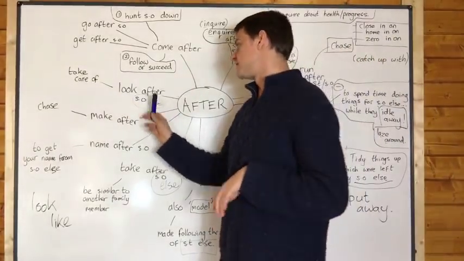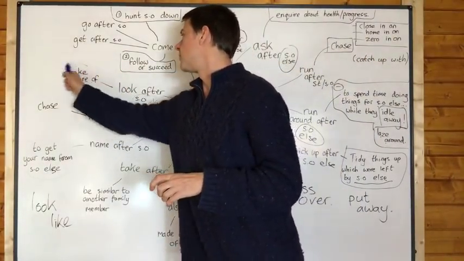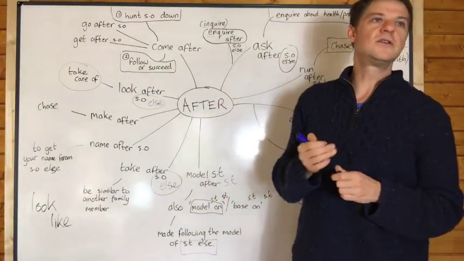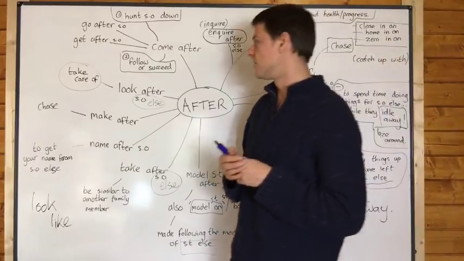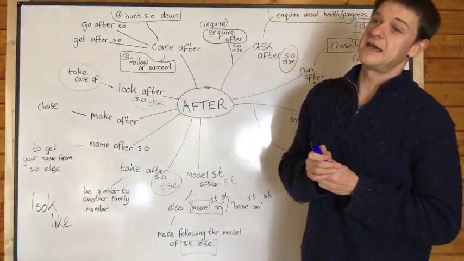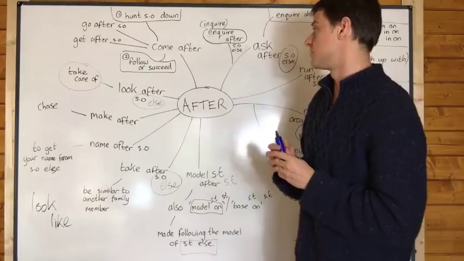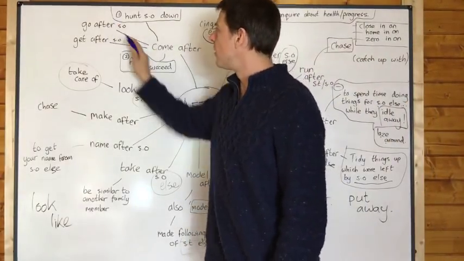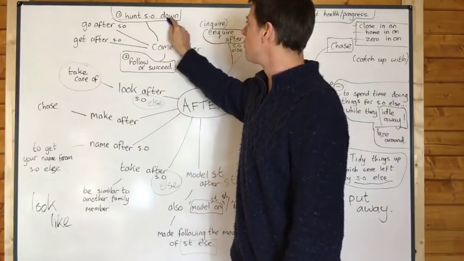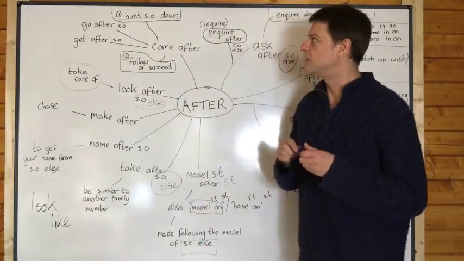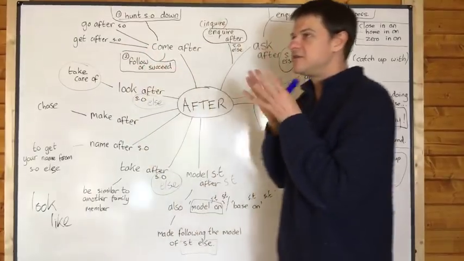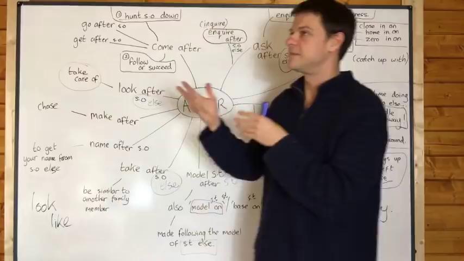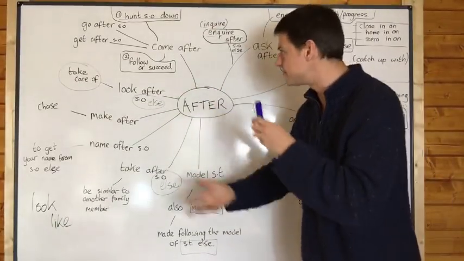Now, if you look after someone, you take care of someone else, yeah? It's take care of, and again, it's someone else. So when you go on holiday, you might get a babysitter to look after the kids, or you might even get a friend to look after your pet while you're away. Now, come after and go after, they both mean to chase or hunt someone down. I think this one gets a little bit more descriptive than just chase, and I think it actually means hunt someone down, because it means chase and not give up, keep chasing.